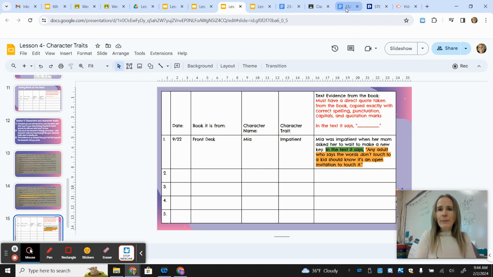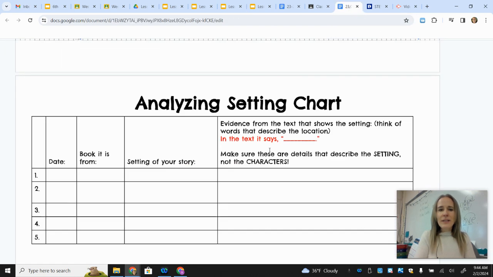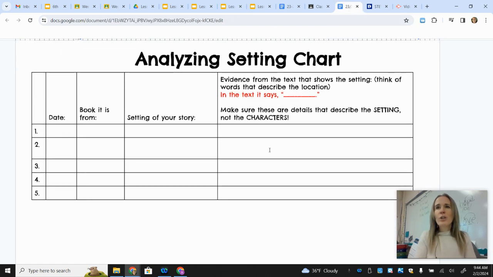Okay, up next is the analyzing setting chart. So in our deep study of character unit a few months ago, we analyzed the difference between character details and setting details. And I just want to make sure that the entries you're putting in the evidence section of your chart are focusing on setting details, details that describe the location or the place.